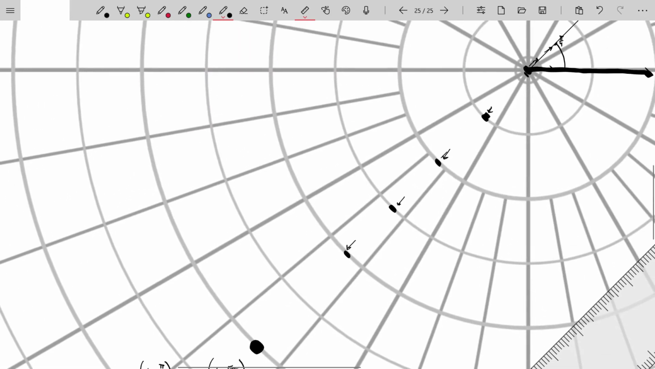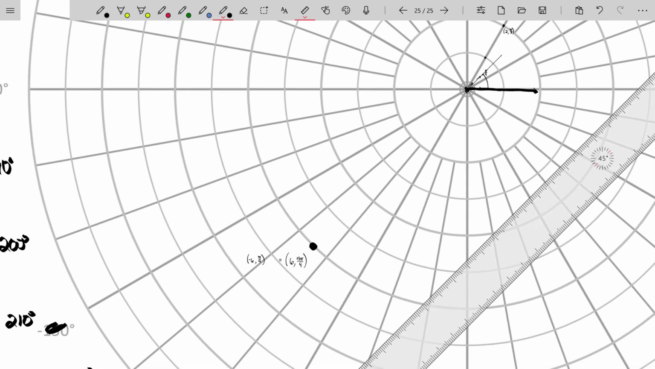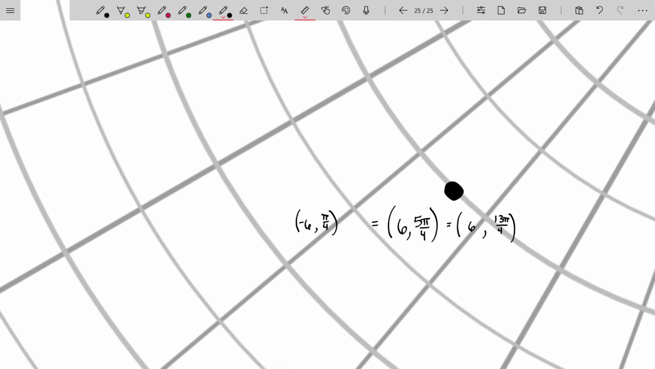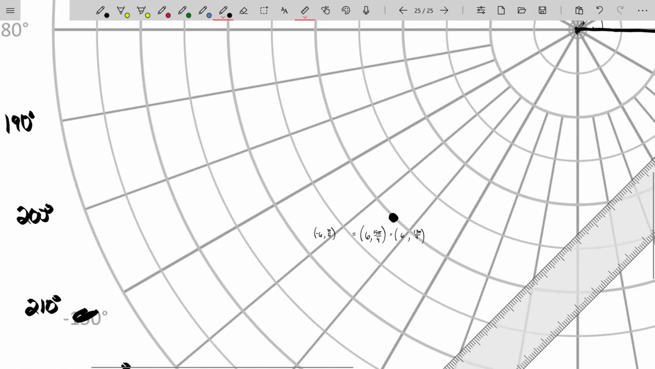which brings into play the fact that polar points have an infinite number of representations, because you can get to that point by facing the opposite direction and stepping backwards, or technically you can get to this point by going to 5 pi over 4 and adding 2 pi. In other words, I could say don't go to 5 pi over 4. Instead, go to 5 pi over 4 plus 2 pi, which is 13 pi over 4. Let me just double check that that's right. Yes, it is. And then step forward 6 units. So we see already 3 representations for that point in space.